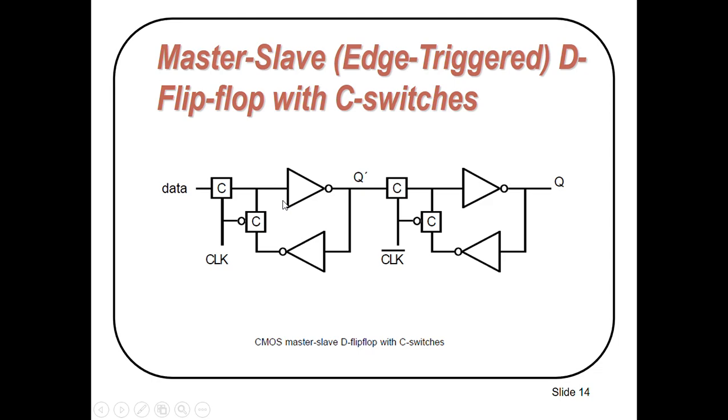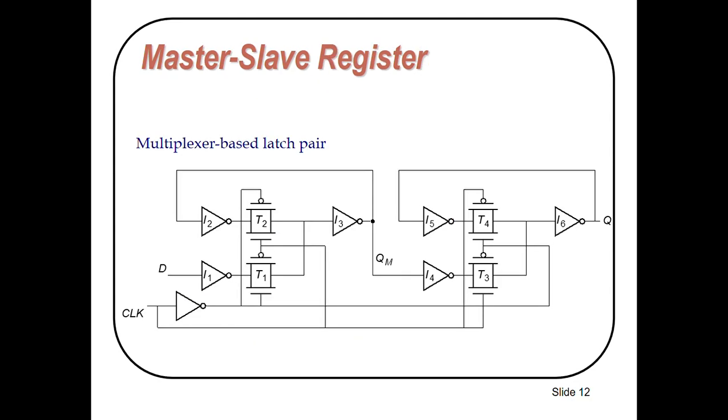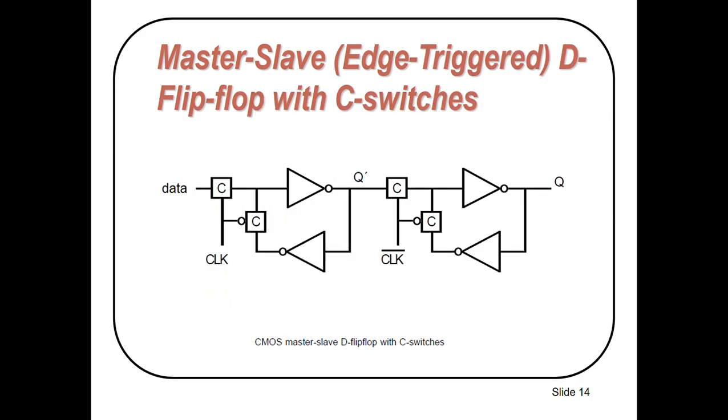Again we have designed a master slave D flip-flop with C switches. In the previous slide, if you see, these are C switches or the multiplexers. Here is the block level diagram, and here we just place these C switches. This is the input, this is the clock, again clock bar, and this is the output.